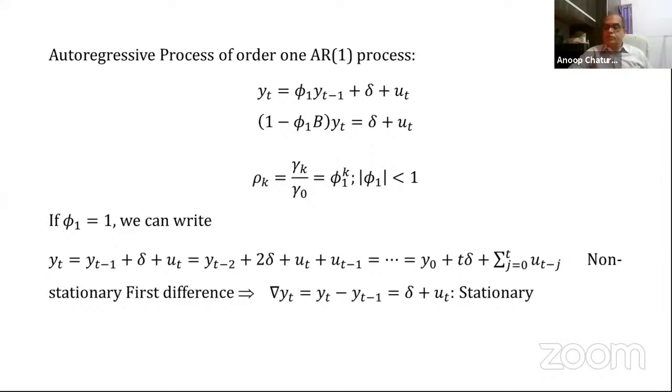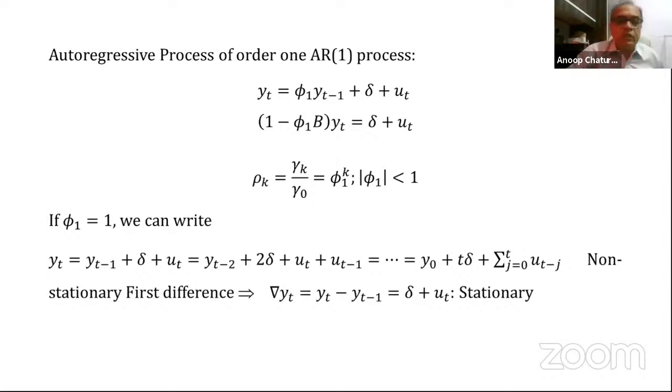Now if you look at this process, it has two important features, two important properties. First, it looks like the process has a linear trend, t times delta. If you plot this process, it looks like the process has a linear trend. In fact, the original process does not have a linear trend. So that's why this kind of trend is also called a stochastic trend.